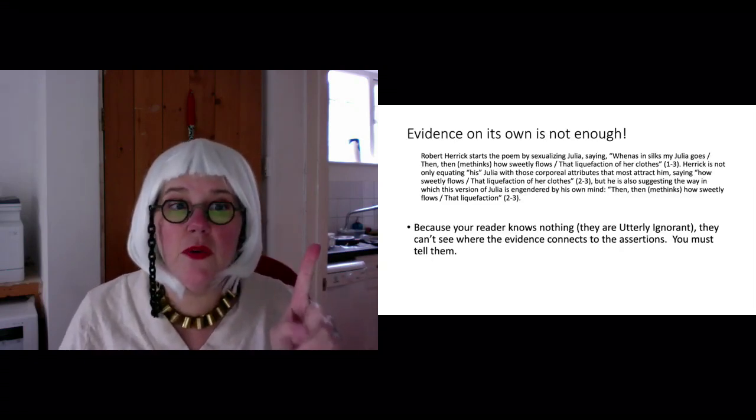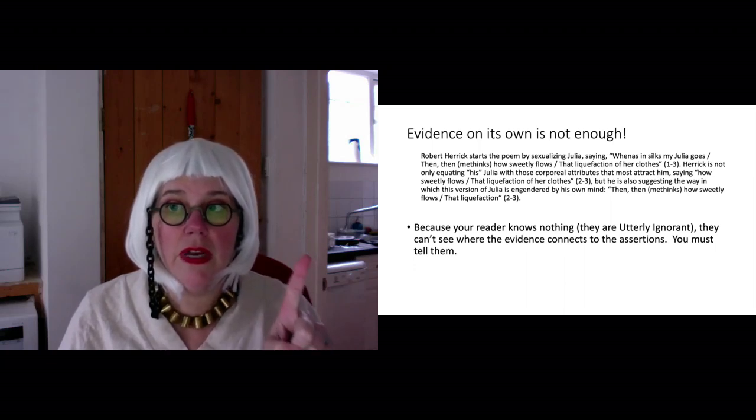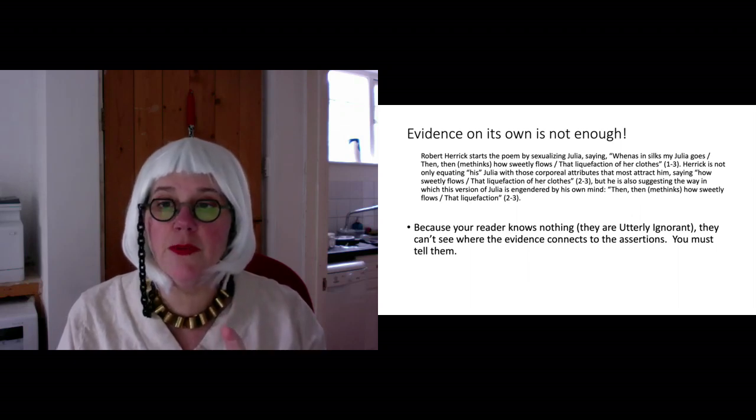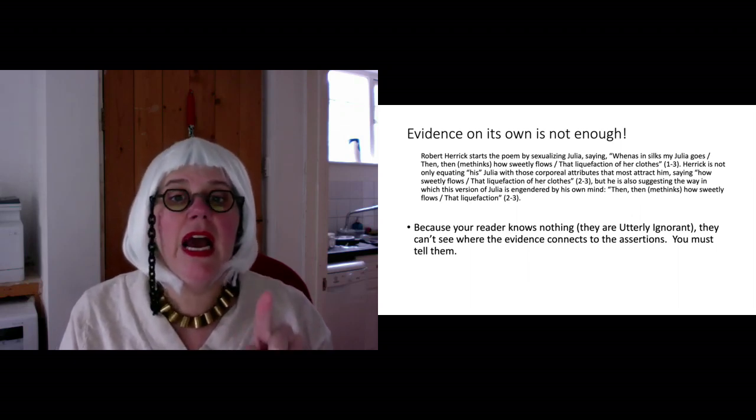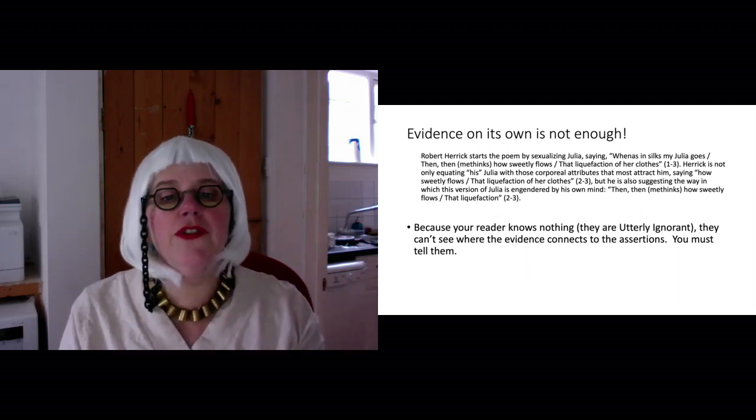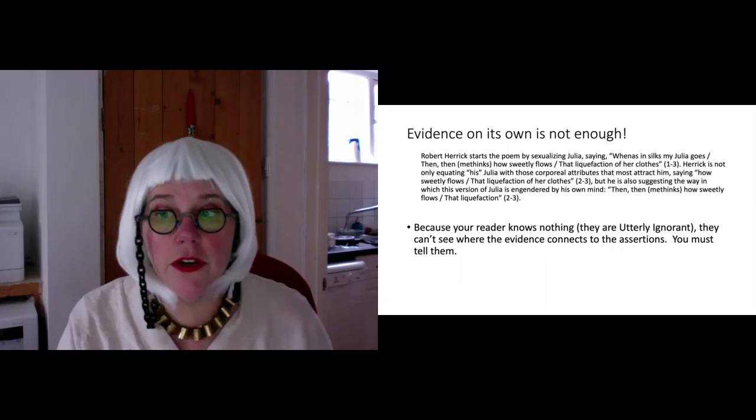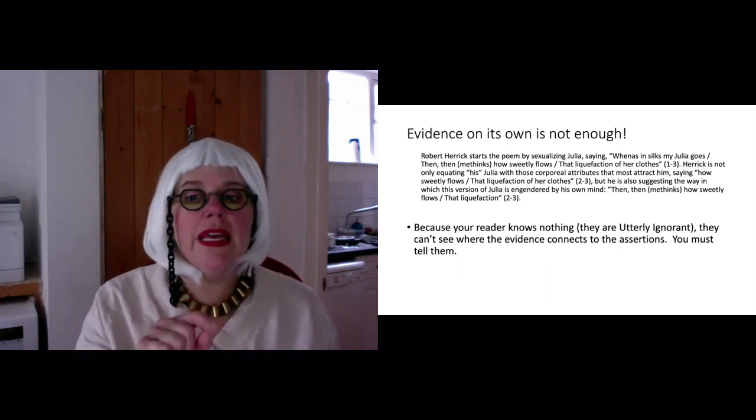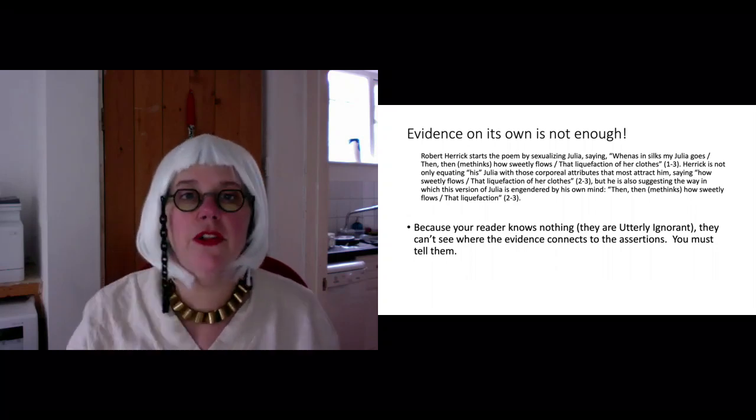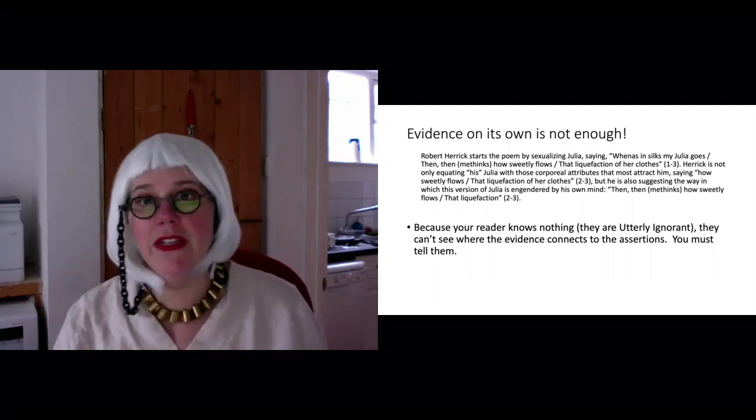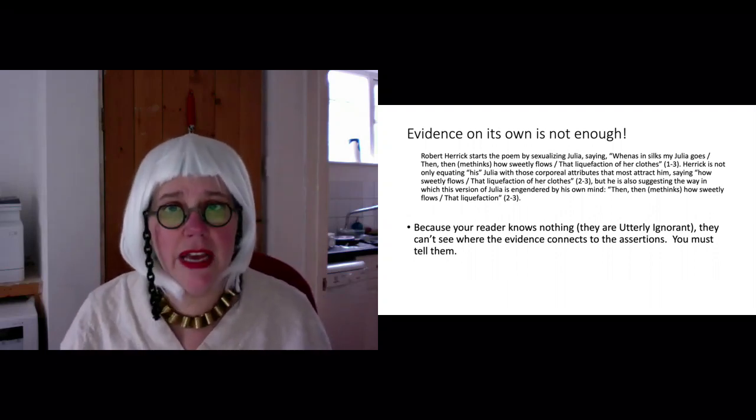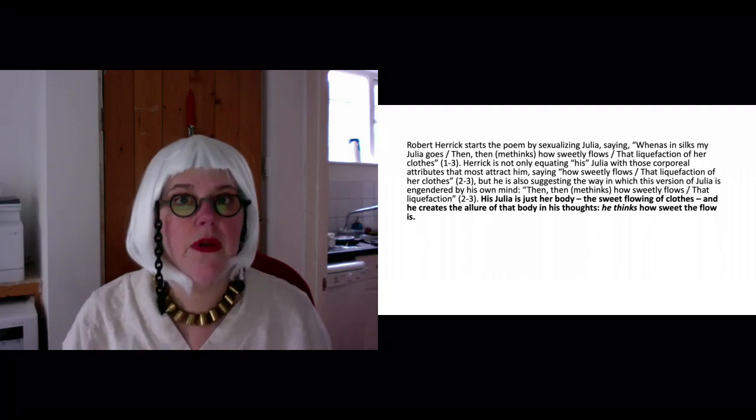But evidence on its own is not enough. Okay? Herrick is not only equating his Julia with those corporeal attributes that most attract him, saying, "How sweetly flows that liquefaction of her clothes," because your reader knows nothing, because they are utterly ignorant, they can't see where the evidence connects to the assertions. You must tell them. So in addition to evidence, you must explain the connection between the evidence and the assertion.